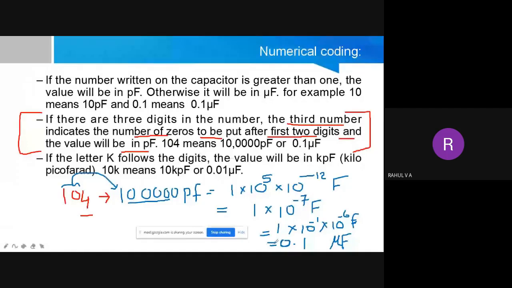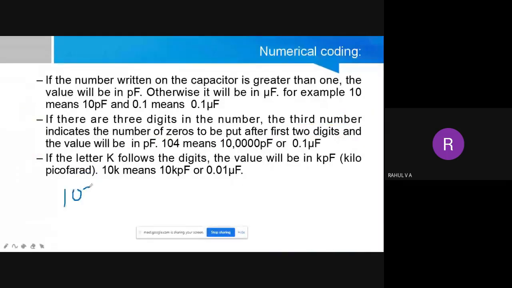Okay, 103. Suppose it is 103, what will happen? 103 means it is the number of zeros to be put after 10. So it will be 10, then 3 zeros, 10000. I am directly writing 10 into 10 raised to 3, that much picofarad, right?